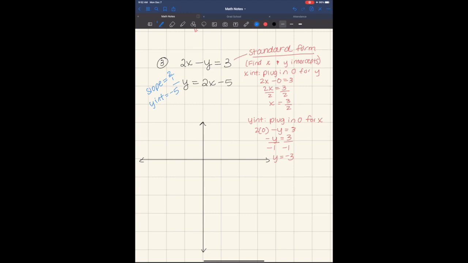So graphing my standard form equation, I'm going to find 1.5 on the x-axis and -3 on the y-axis. And I'm going to draw a line going through those 2 points. And then for my blue line, I'm going to start at -5 and go up 2 over 1. And as you can see, these two lines are parallel, which means they're never going to cross. And whenever that happens, we write that there's no solution.